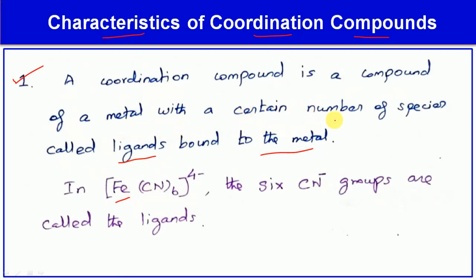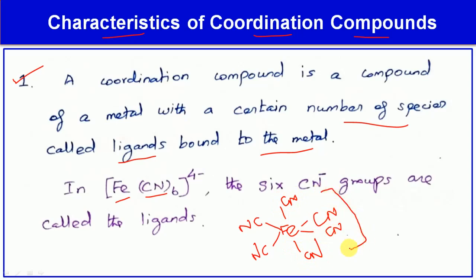See, a compound of a metal with a certain number of species. Fe is the metal, CN is the species. So there are 6 species in the coordination compound. We can write it like this, an octahedral complex: CN, CN, CN, CN, CN, CN, 4 minus. So we can see this is the metal.